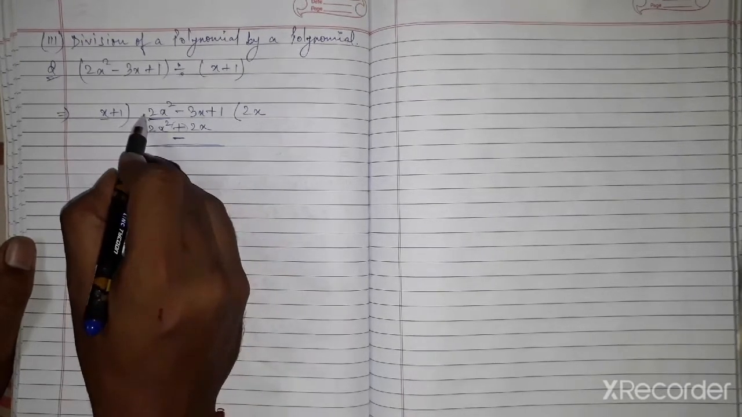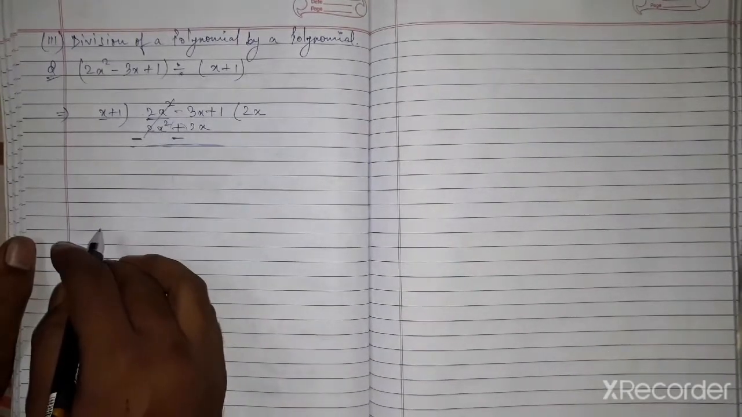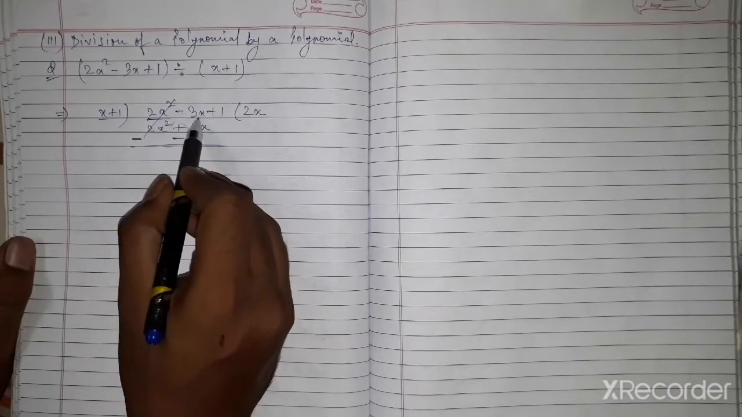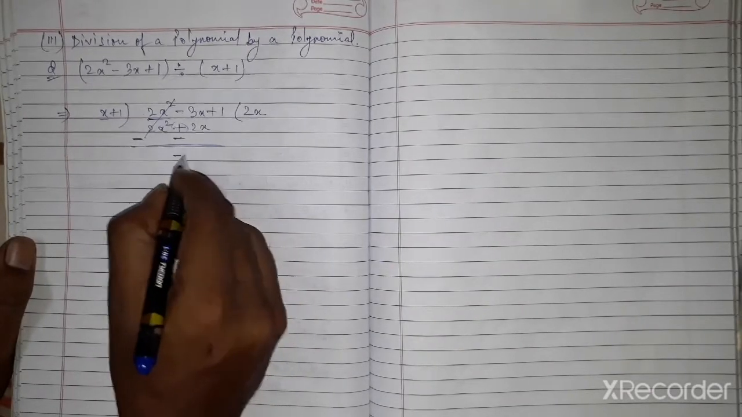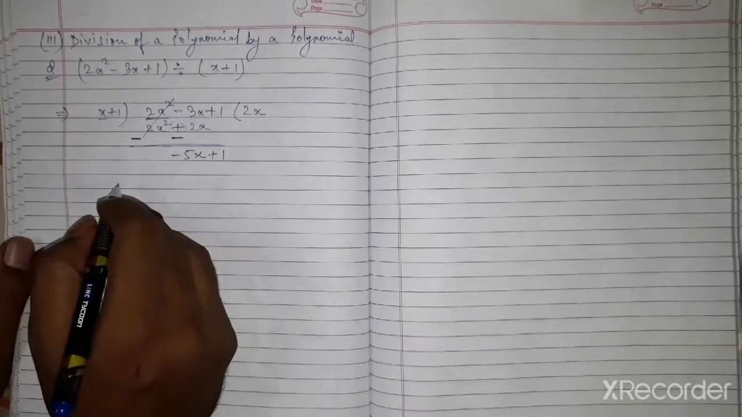So here you can see plus 2x square and minus 2x square. So this will cancel out. Now here you can see minus 3x and minus 2x. So it becomes minus 5x, and I will write it here plus 1.